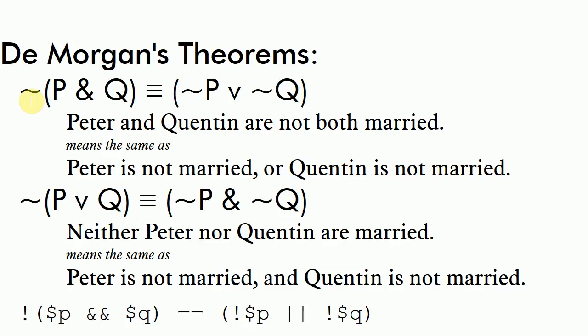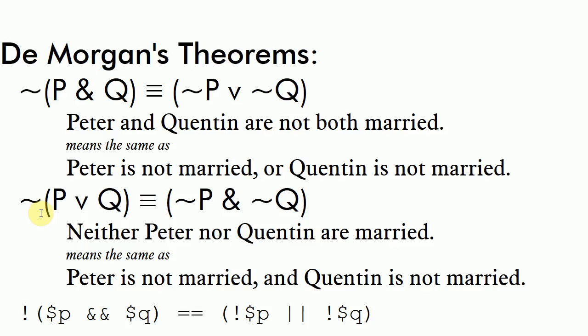And the first kind is the negation of the conjunction. So we negate P and Q. That's equivalent to not P or not Q. And here's an example. Peter and Quentin are not both married. That means the same as Peter is not married or Quentin is not married.